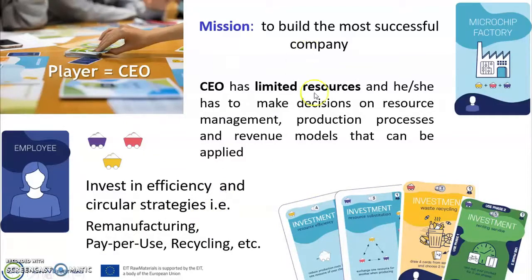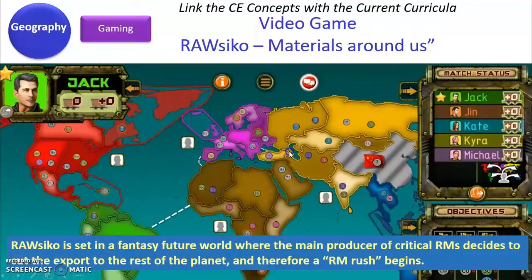Another possibility is to start from geography in order to increase the awareness about the irregular geographical distribution of raw materials in the world and their importance for some strategic technologies. A video game titled Rosico Material Around Us can be used.